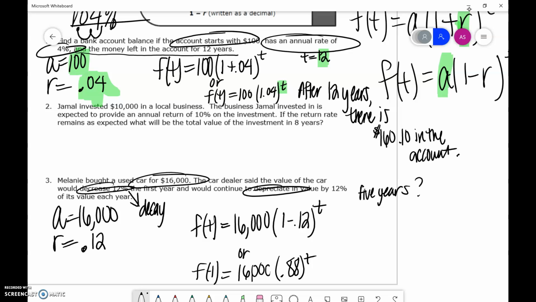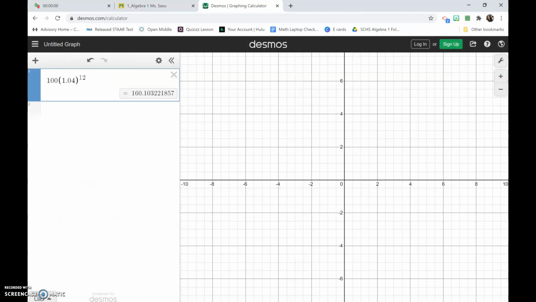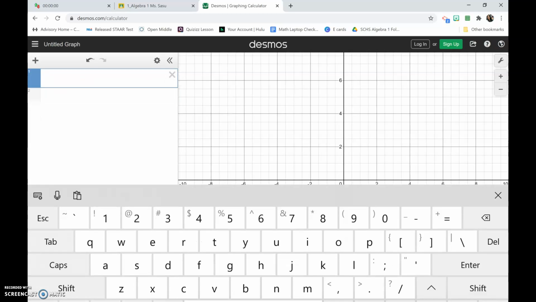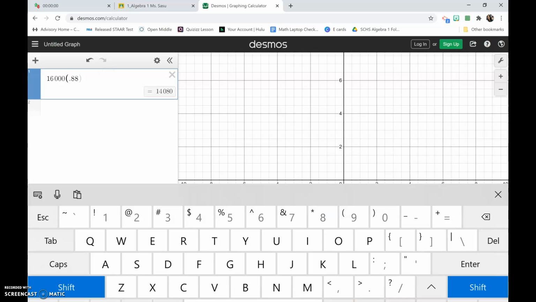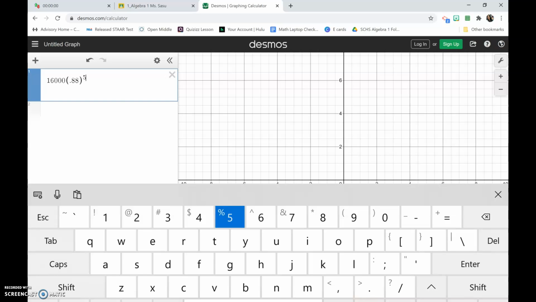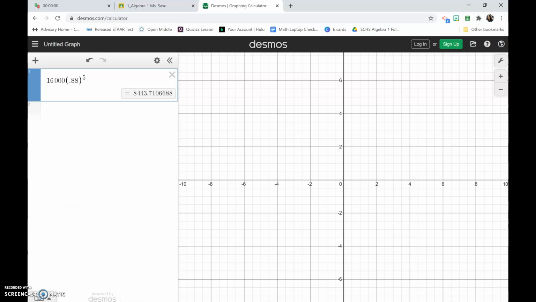What I would do is I would take 5 and plug it in for t. Okay, so let's do that in the calculator. So I have my 16,000, I have my 0.88, and we're raising that to the 5th power. Okay. So as you see, this car will be worth $8,443.71. So if this person wants to sell this car, that's about how much they're going to get 5 years later. Okay. All right.